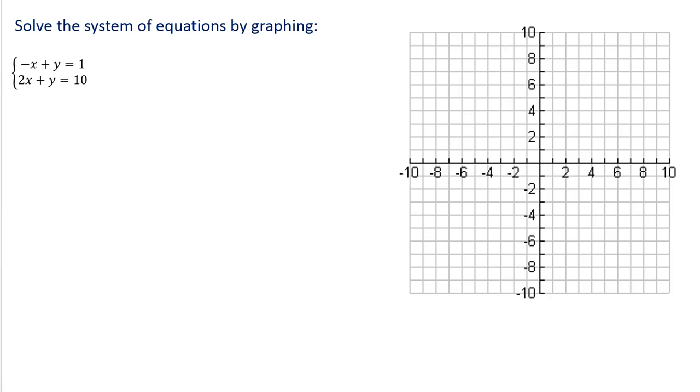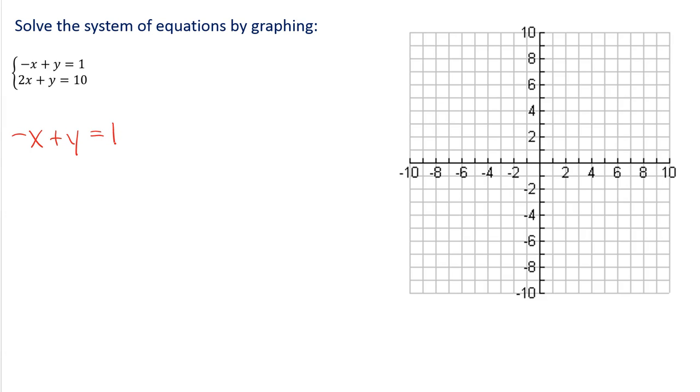Okay, so we have a system of equations here that we are asked to solve by graphing. What I want you to think of when you do a problem like this is you graph each of these separately. So first let's just take a look at negative x plus y is equal to 1.